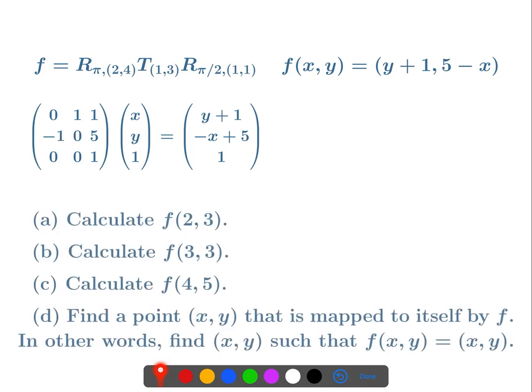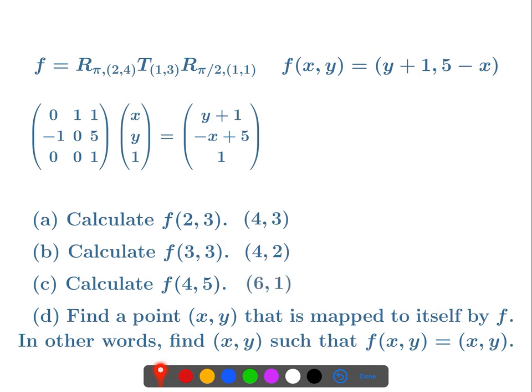So now we can look at the problems. F of 2, 3. X is 2, y is 3. So we're going to get 3 plus 1, which is 4, 5 minus 2, which is 3. So 4, 3. For 3, 3, we're just plugging in 3 for both of them. We'll get 4, 2. I plug in 4 and 5. We'll get 5 plus 1, which is 6. 5 minus 4 is 1. So 6, 1.